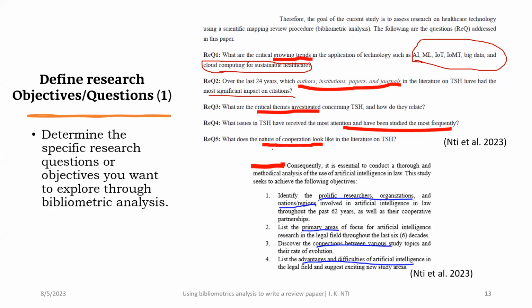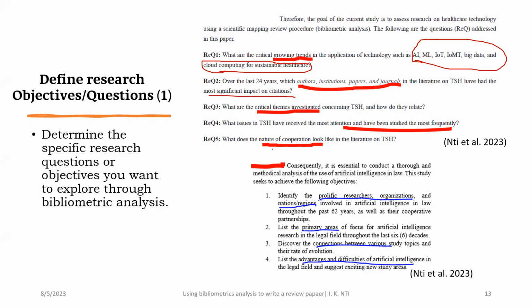So note how the research questions are set when we are dealing with bibliometric analysis, because we have already established what we can use bibliometric analysis to do. If you look at these research questions, they are being set towards what one can do with bibliometric analysis. So take note of these research questions very clearly.